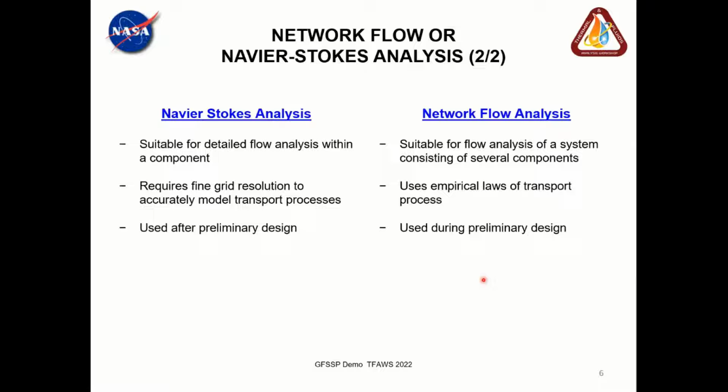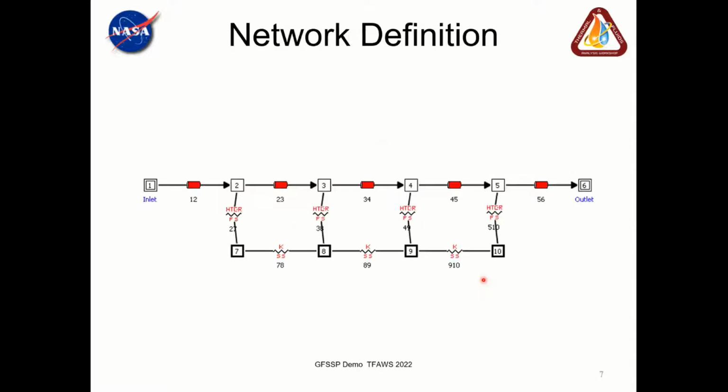But when you are trying to create a new design, a network flow analysis code is perhaps more useful in the preliminary stage because it can handle several components. When you have several components in a system, you don't like to use the Navier-Stokes code because you cannot really afford to develop detailed flow analysis for several components. And network flow uses, instead of a turbulence model, the empirical laws of transport to get the pressure drop and the heat transfer. So as I mentioned, it is used during preliminary design analysis.